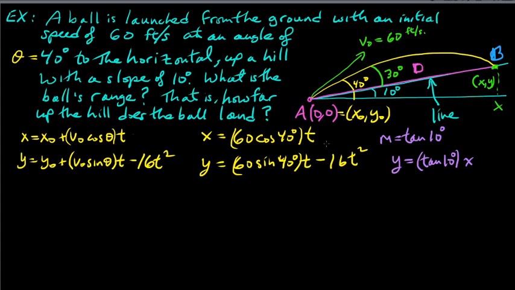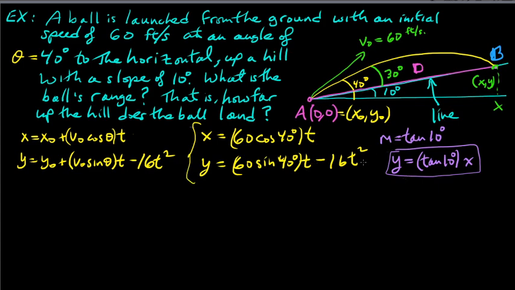Okay, so how does that help here? Well, essentially, we just want to take the intersection. The ball lands where the trajectory intersects this line, the hill. If you have the equation for y in terms of x from these two equations, then you just solve that system of equations. But the way I'm going to do it is a little more complicated because we did not eliminate t, at least not yet.